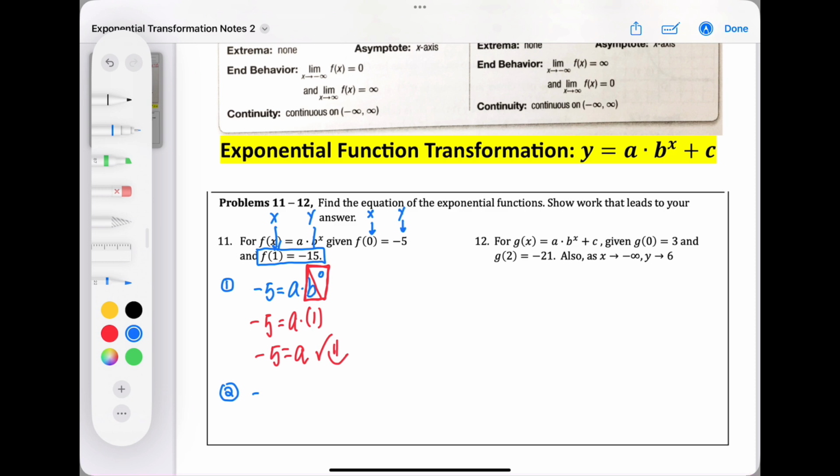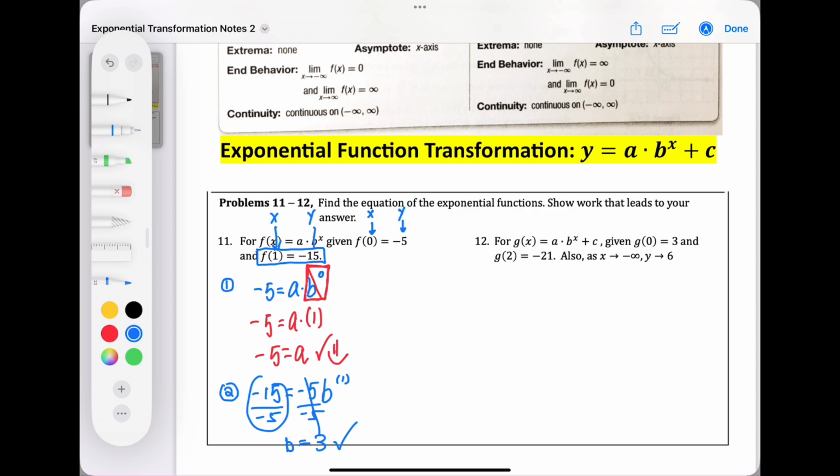So that tells me -15 is equal to, since I already know my a value, -5 times b to the x power. What do we know about my x power? It's 1. So now I can solve it. Both sides I'm going to divide by -5. So now what you see is what you got: b is equal to 3.